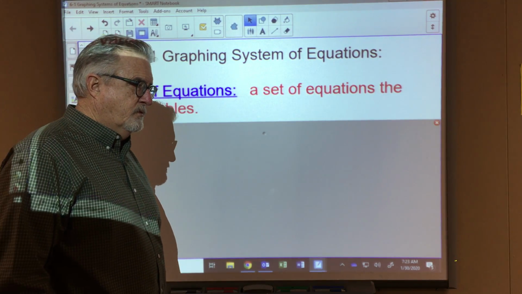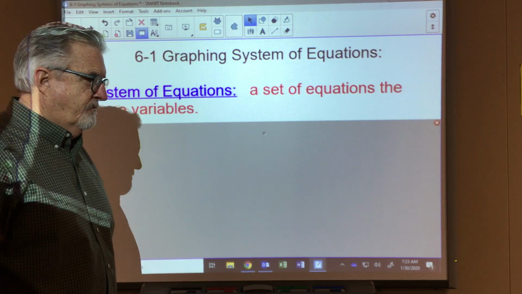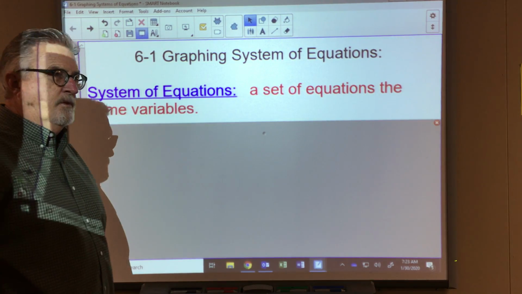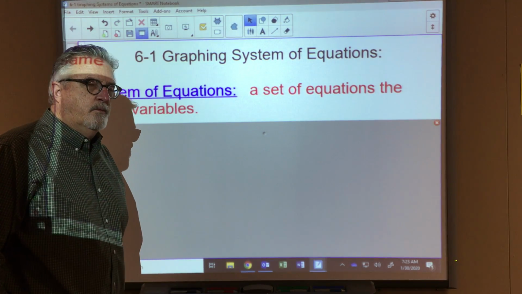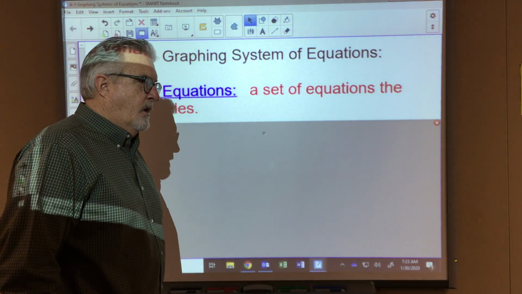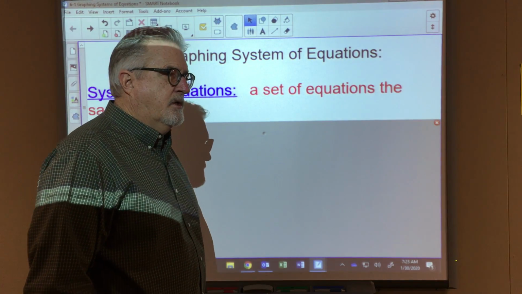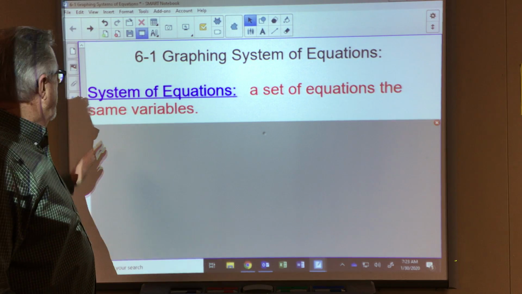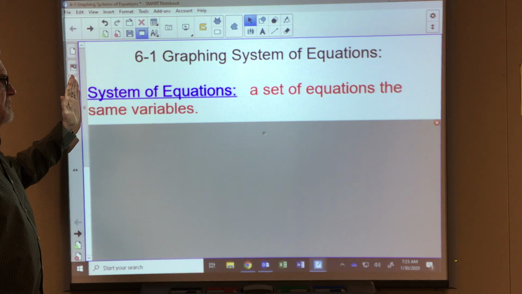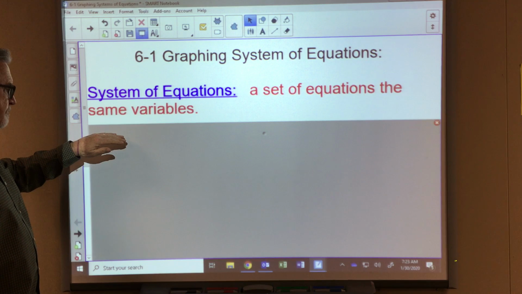Most of the ones we're going to be starting with, as far as just flat out learning how to solve them, the methods to solve them, they're going to have the variables x and y. When we start solving some practical applications, our variables are going to change due to the situation of the word problem. But as far as the definition of system of equations, this is what we need to know. Okay?